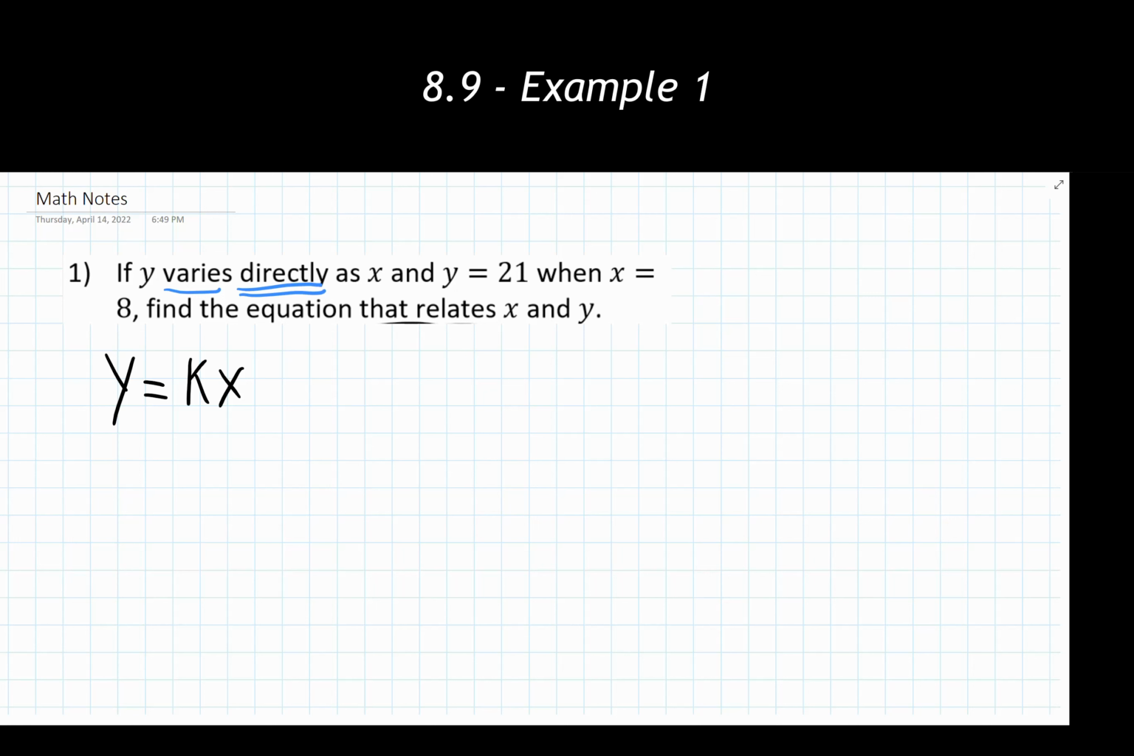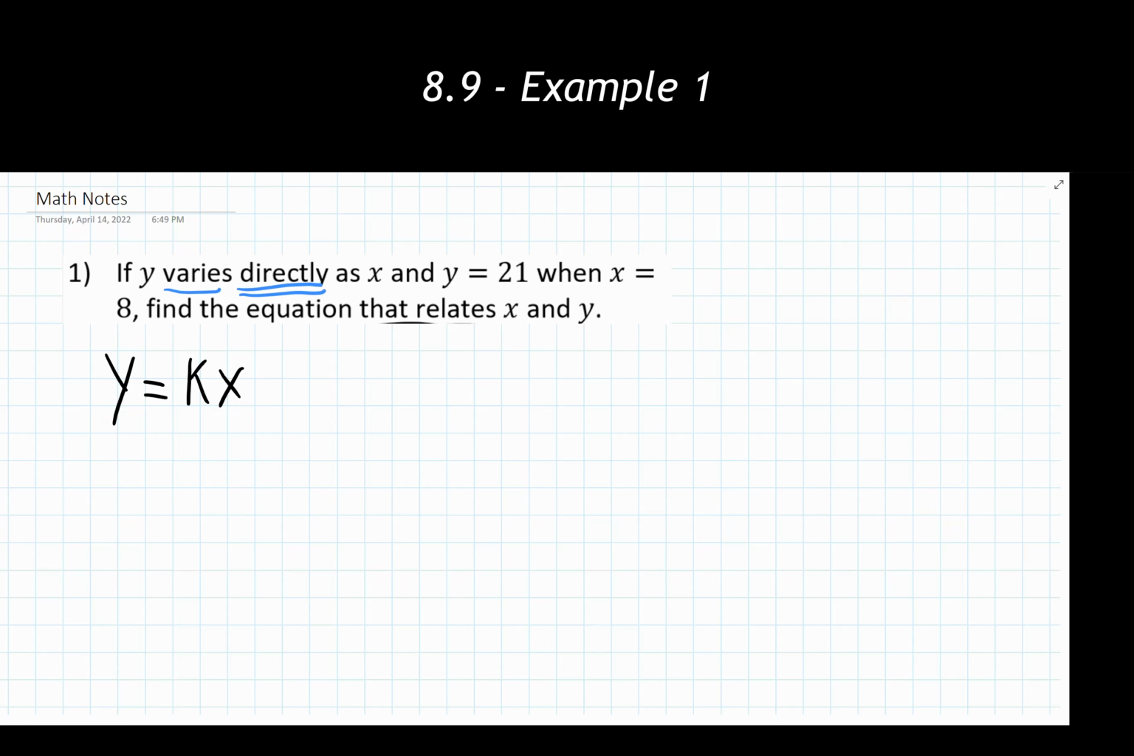So we're starting with y equals kx. We'll figure out the rest later, but we know we're starting with that equation. We are also told y equals 21 when x equals 8. So right there we have been told some information about our variables y and x. We can use that to therefore find our constant of variation k, which is what we are missing. Whenever we're told find the equation that relates x and y, we start off with our general equation. We need to find k, so the only variables left are x and y.